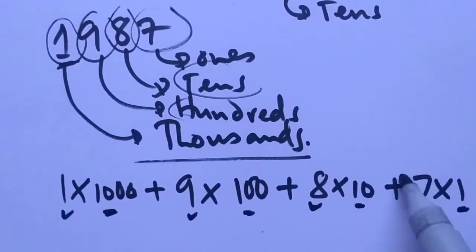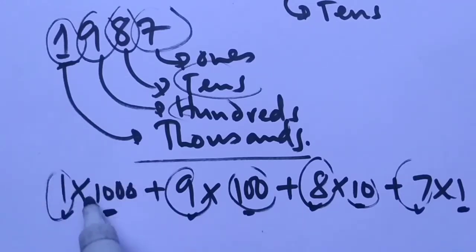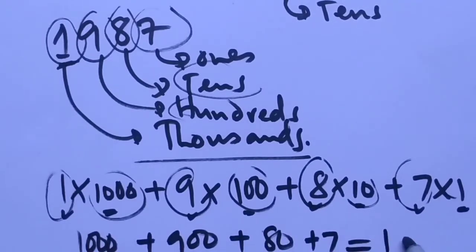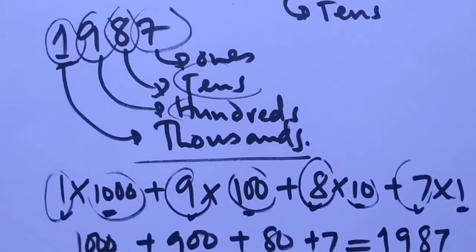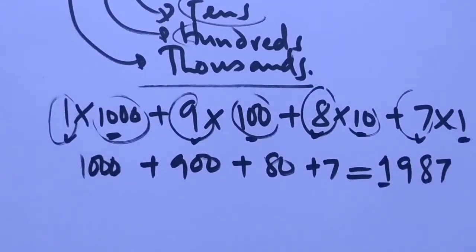So we have 7 groups of 1, 8 groups of 10, 9 groups of 100, and 1 group of 1000. If you add this number, this is the same as saying 1000 plus 900 plus 80 plus 7. Ukiadd hii number utapata 1987. So tunachokisema ni kwamba tunakuwa tuna expanded form of a number.